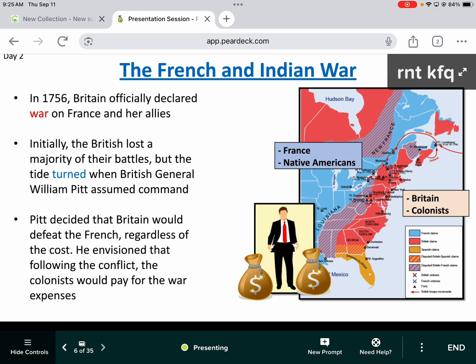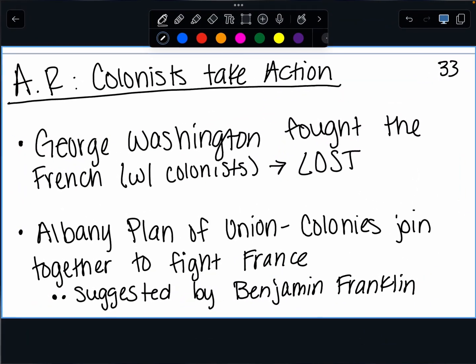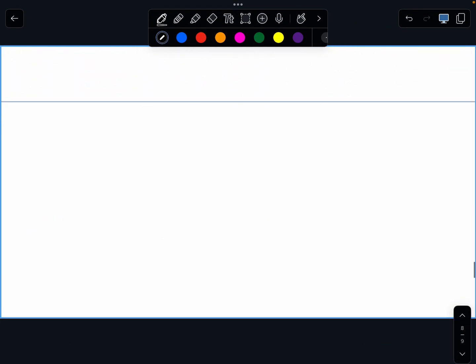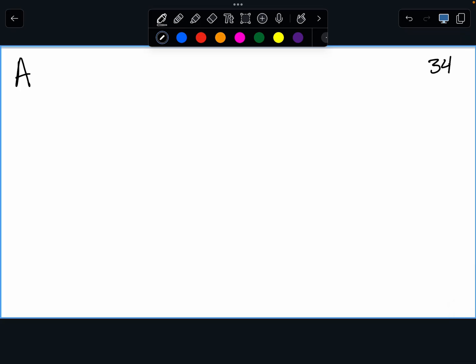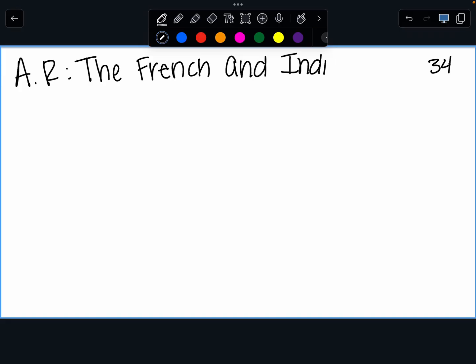The French and Indian War. Okay, we're going to move on to the French and Indian War. Here we go. Oh, we do go to war, don't we? We knew it. Page 34. Okay, you can put American Revolution, and you can put A.R. And then we're going to talk about the French and Indian War. Title it, put it where? Table of contents.